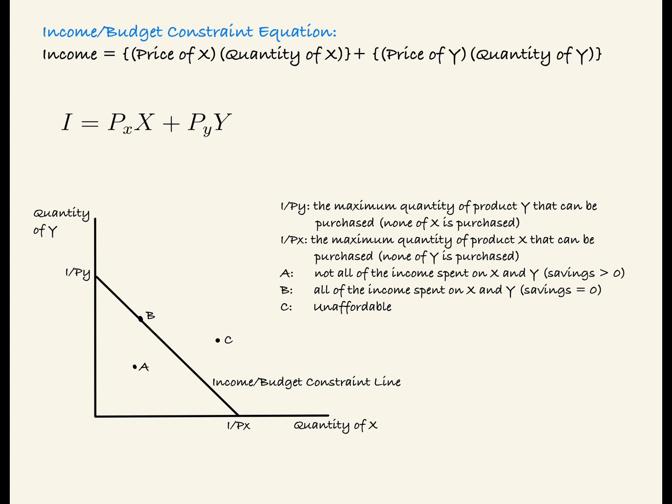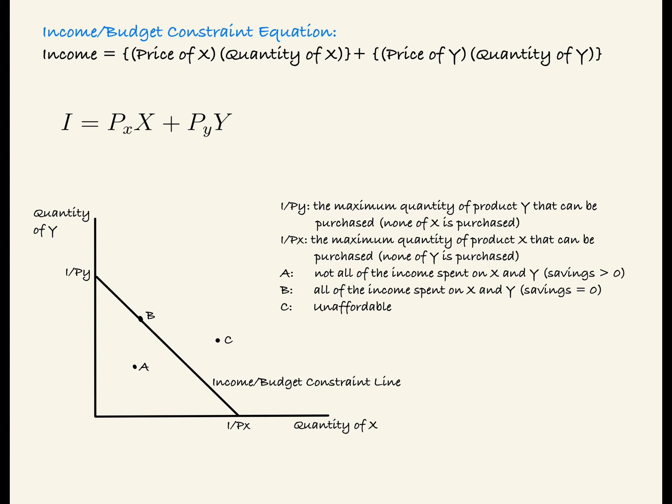Let's take a look at some important points of the income or budget constraint line. First, the vertical axis intercept, represented by I over Py, represents the maximum quantity of product Y that can be purchased. That means that none of X is purchased. On the other hand, the horizontal axis intercept, represented by I over Px, shows the maximum quantity of product X that can be purchased. That means that none of Y is purchased.